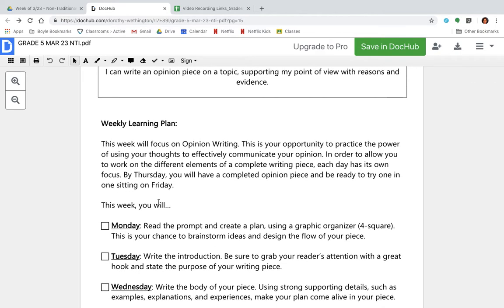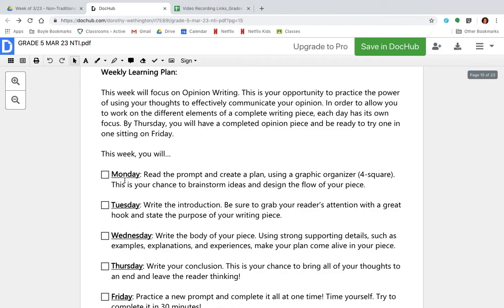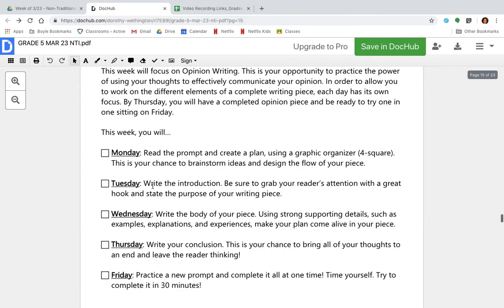In order to allow you to work on the different elements of a complete writing piece, each day has its own focus. By Thursday, you will have a completed opinion piece and be ready to try one in one sitting on Friday. This week you will, on Monday, read the prompt and create a plan using a graphic organizer, the Foursquare. This is your chance to brainstorm ideas and design the flow of your piece.